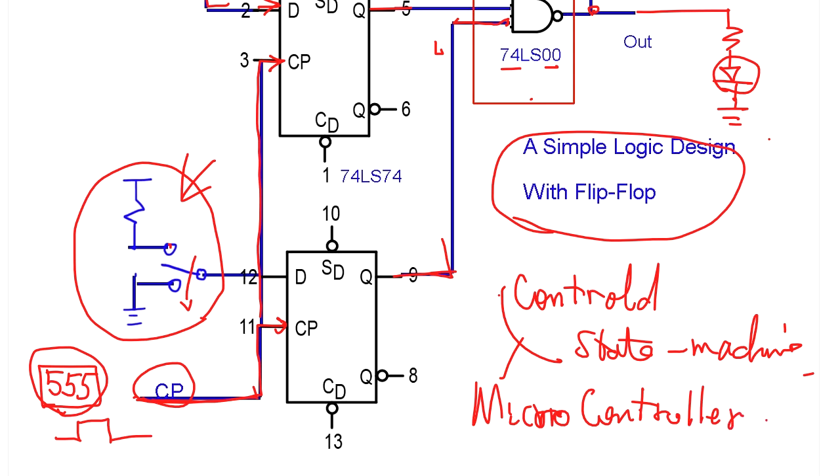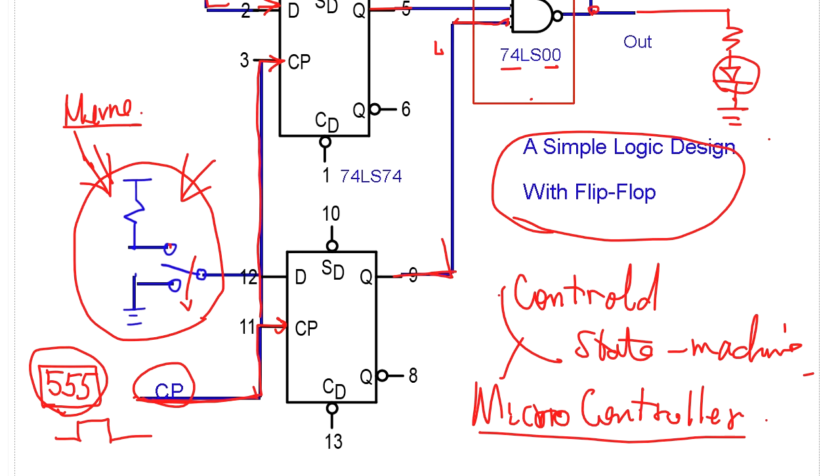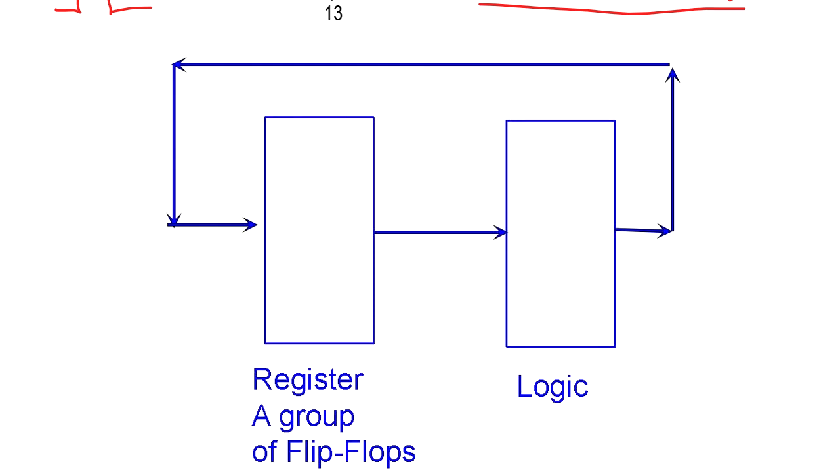Okay, now when this control comes from the memory, it's called program, the program control hardware. So that's a microcontroller. So when you get more complicated, more flip-flops, more logic, it becomes microcontroller. So this is the ultimate goal of understanding digital logic.